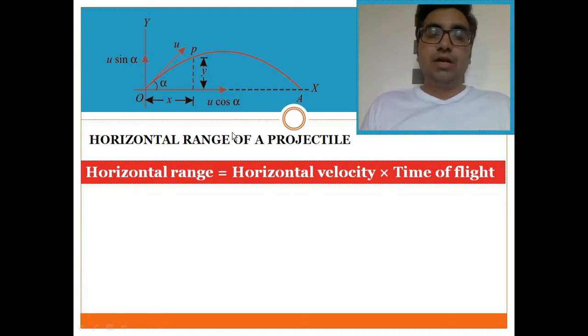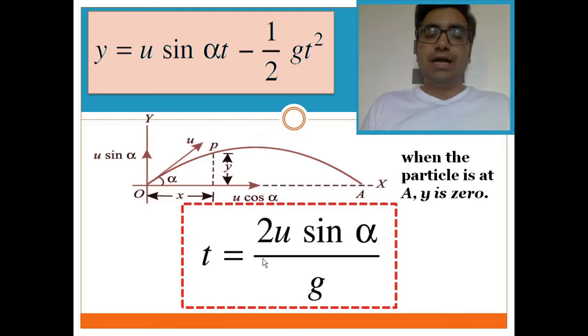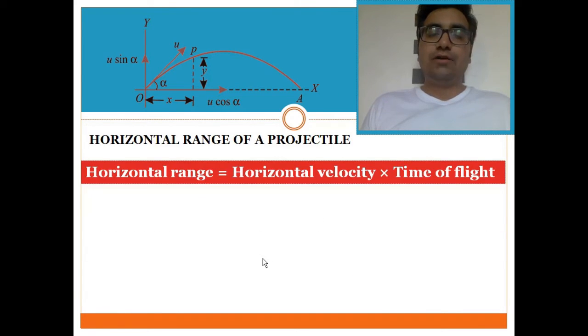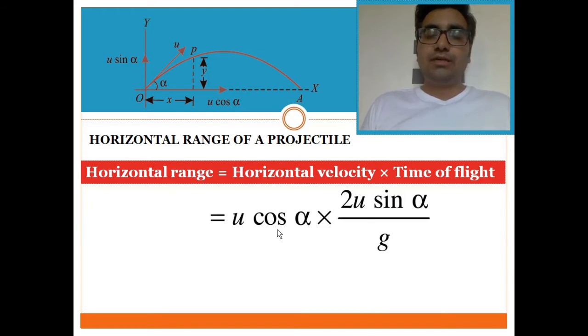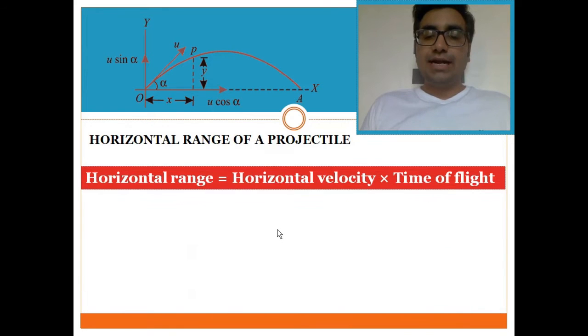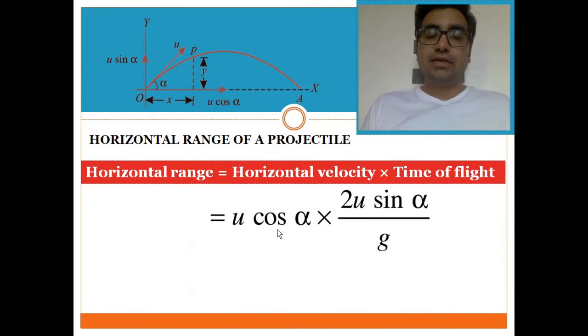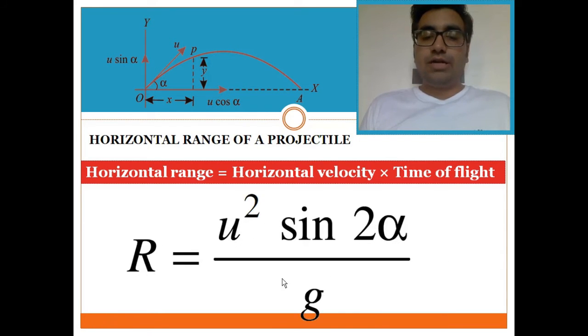As we know, horizontal velocity is constant throughout the motion and it is u cos alpha, and we have just got the formula for time of flight as 2u sin alpha upon g. Substituting u cos alpha as horizontal velocity and time as 2u sin alpha upon g, we get the formula for horizontal range. I multiply cos alpha with sin alpha. The formula for horizontal range comes as u square sin 2 alpha upon g. So this is the formula for range, u square sin 2 alpha upon g.